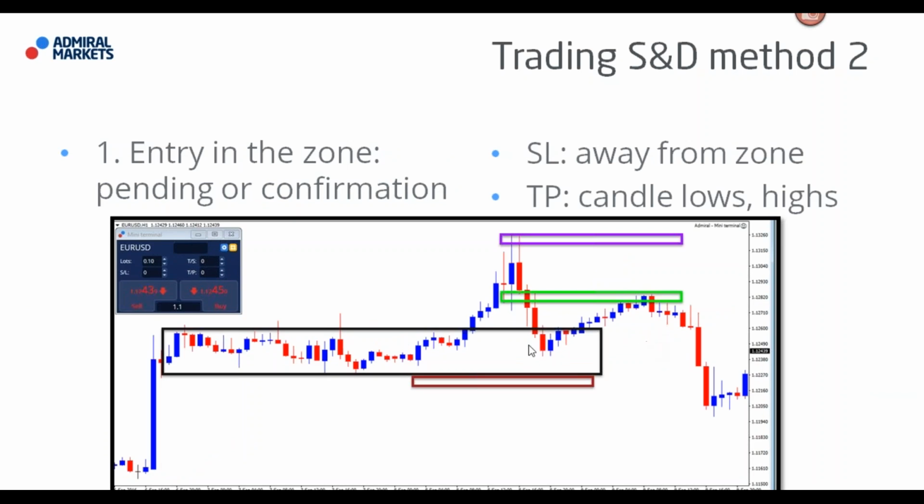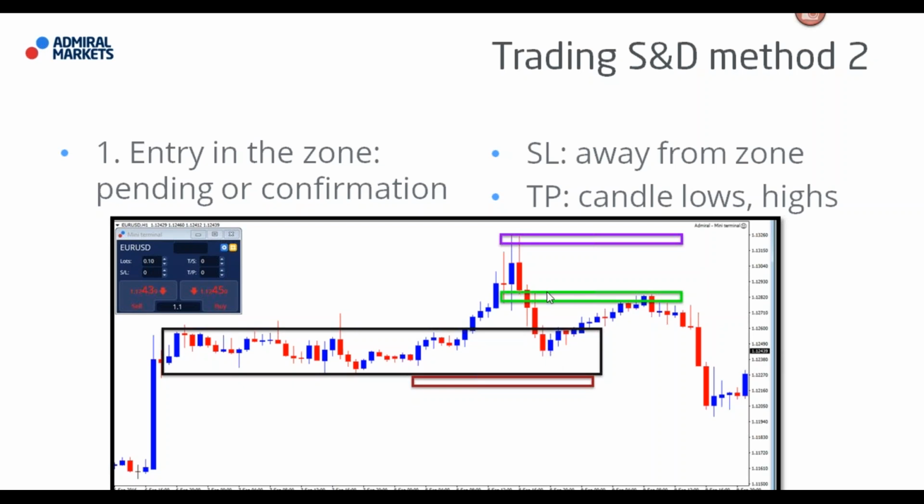Basically, the entry is in that zone. Anywhere where that supply-demand zone is, the bounce could happen. So the entry needs to be in that zone. Once again, a pending order can be placed, or I'm waiting for a confirmation, one of the two. Stop loss has to be below that zone in a buy. Has to go below it.